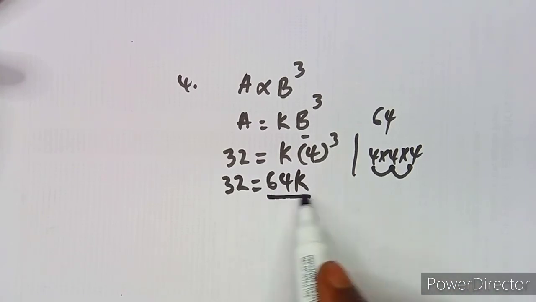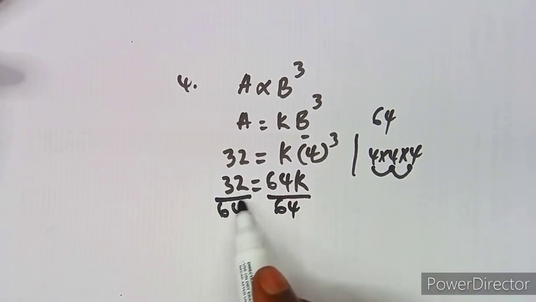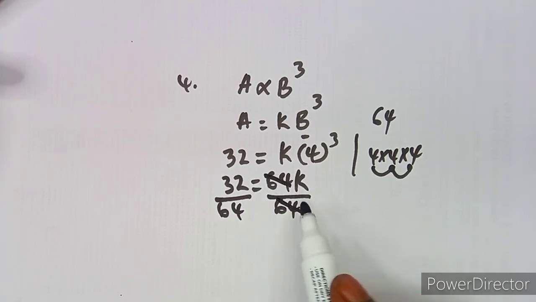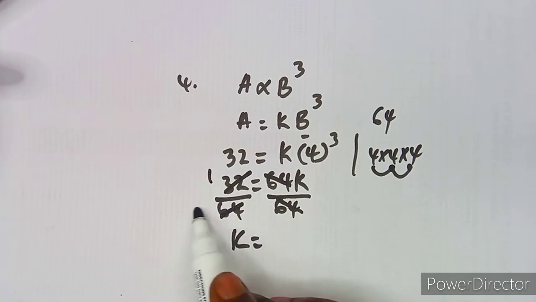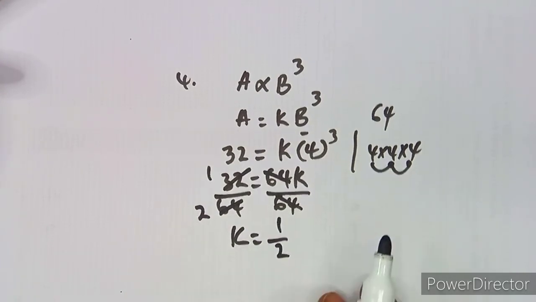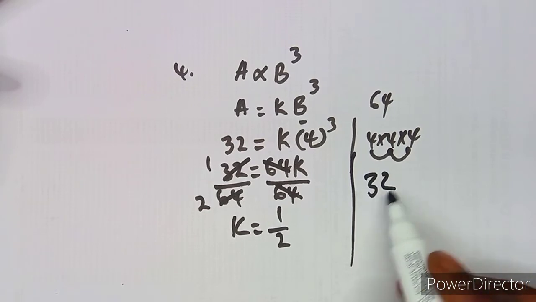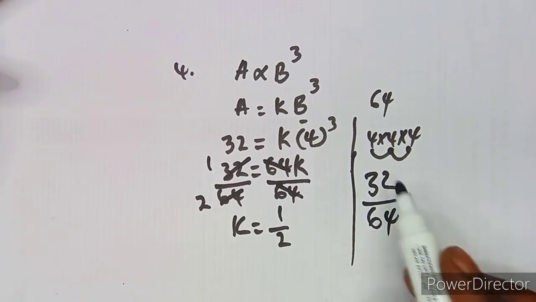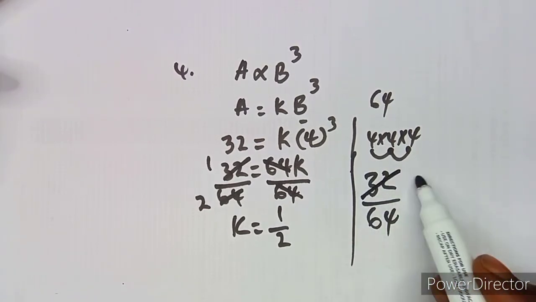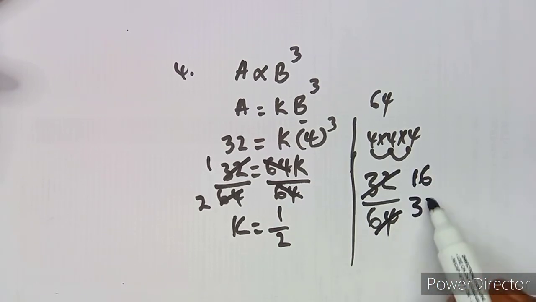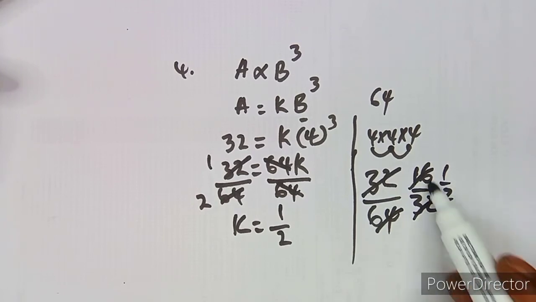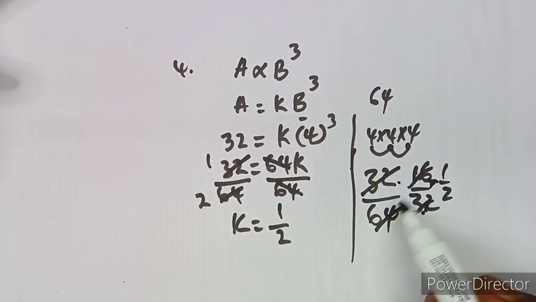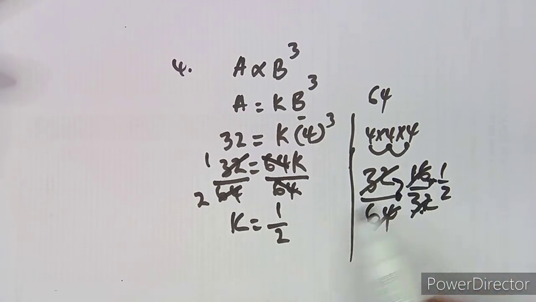I want to find the value of k, so I'm going to divide by the number that is affecting the k here, which is 64, by 64. So k is 32 over 64, which is 1 over 2. Or you can try a smaller number: divide by 2, that's 16 over 32, divide by 16, you get 1 over 2. So your k is 1 over 2.